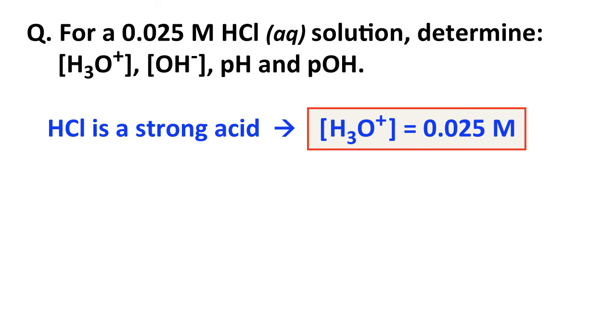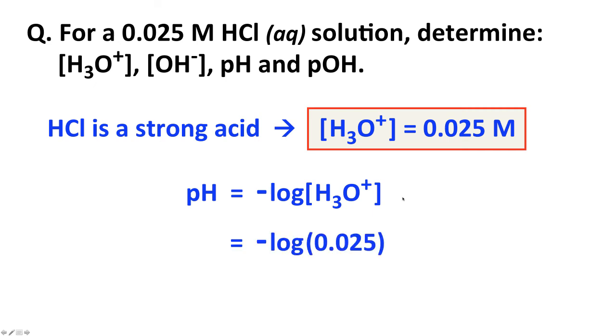And if we know the H3O plus concentration, well, that was one of the things we wanted to find out. And if we know the H3O plus concentration, then we can find the pH because pH is negative log of the H3O plus concentration. So this is negative log of 0.025 molar, and that works out to be 1.60. So now we've got the H3O plus concentration and the pH. Let's move on and find the OH minus as well as the pOH.